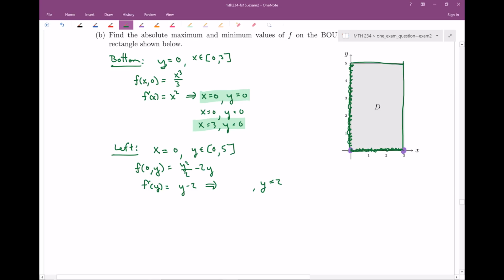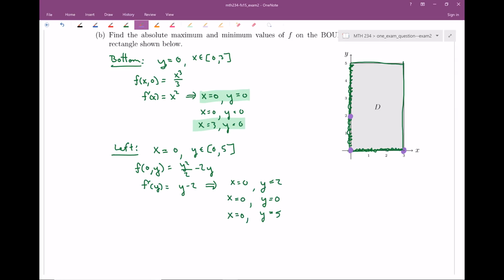Okay, remember we're on the line x equals 0. So it's x equals 0, y equals 2. If I go ahead and plot this point, x equals 0, y equals 2, we're right here. And now let's also include our endpoints. So our endpoints are when y equals 0 or when y equals 5. Again, we're on the line x equals 0.